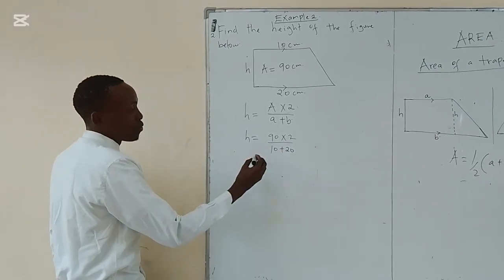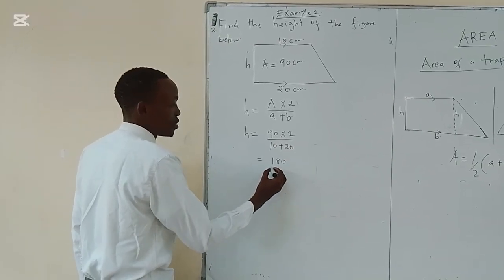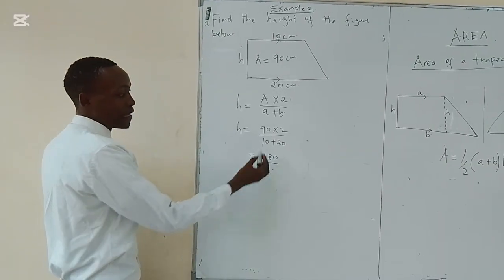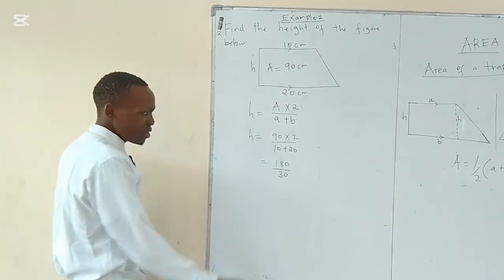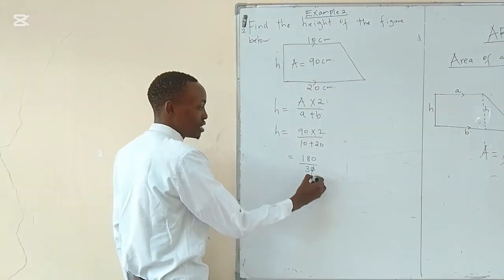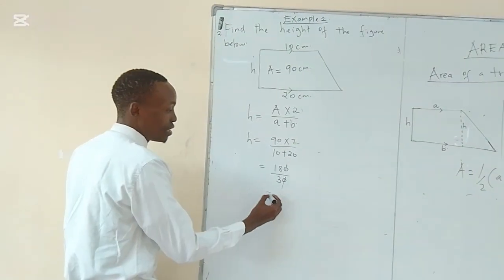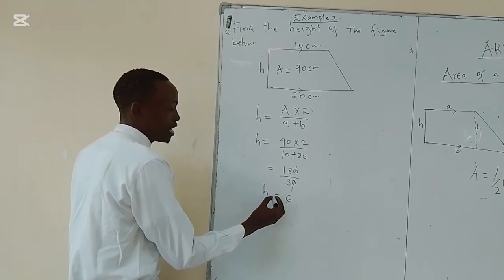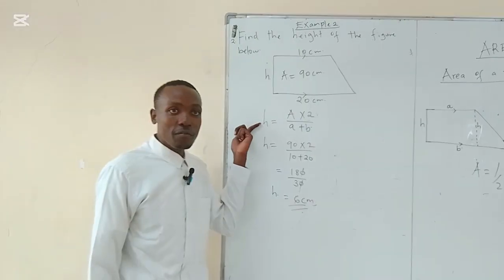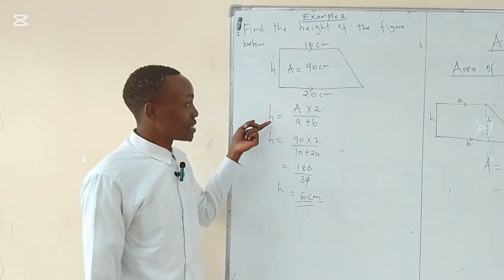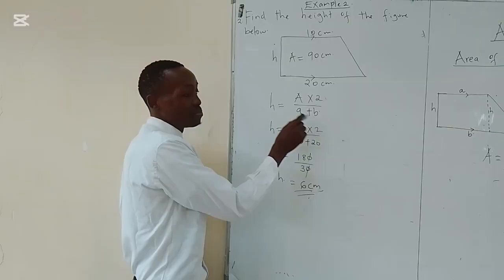So for you to get the values, 90 times 2 is 180. So 180 over 10 plus 20, which is 30. Then you can divide. So when you divide, you simplify and cancel the zeros. Then you have 18 divided by 3. So 18 divided by 3 is 6. So the height becomes 6 centimeters. So you can use this simplified formula for you to get the height. Remember that height can be gotten by multiplying area times 2 over A plus B.